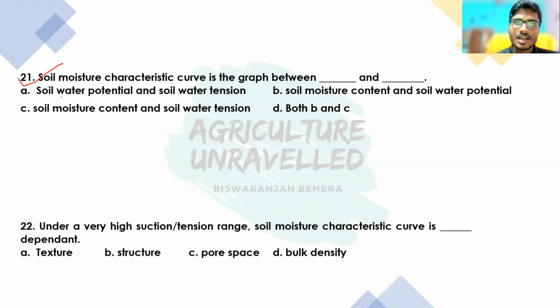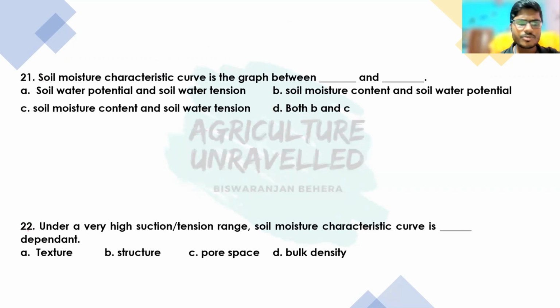Soil water potential and soil water tension, or soil moisture content and soil water potential, or soil moisture content and soil water tension, or both B and C. The correct answer is both B and C. The soil moisture characteristic curve is a graph between soil water content versus soil water tension or soil water potential. We have already discussed these two things are similar but in opposite direction. One is always positive and another one is always negative. So this is all about your soil moisture characteristic curve.